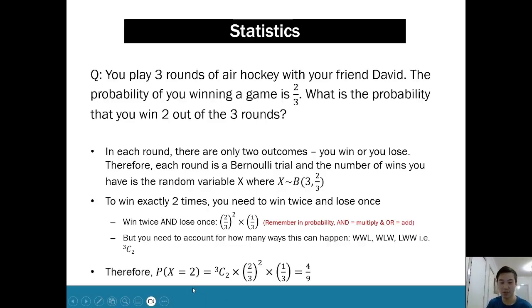So your probability that X is equal to 2 is going to be 30 choose 2 times 2/30 squared times 1/30, which will give you 4/9. So the probability that you win exactly 2 out of the 30 rounds is 4/9.